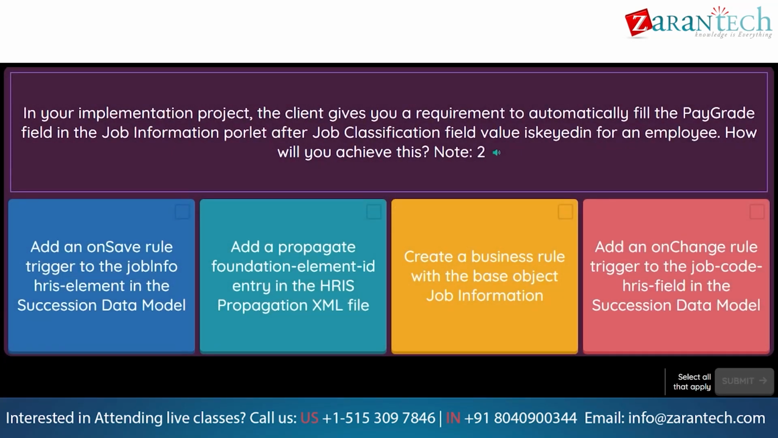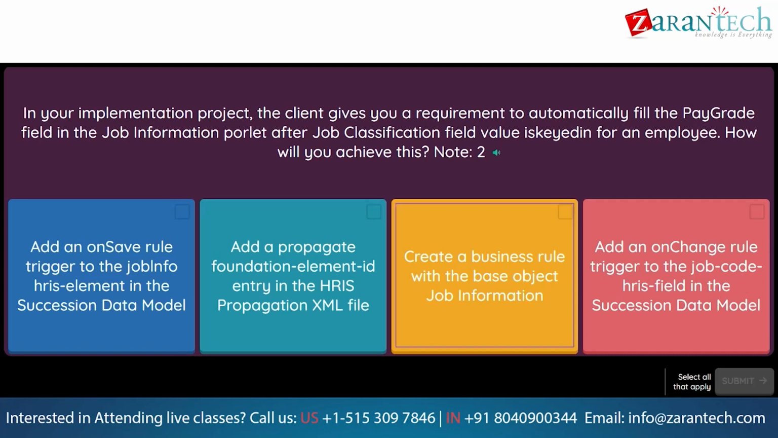Question: in your implementation project, the client gives you a requirement to automatically fill the pay grade field in the job information portlet after the job classification field value is keyed for an employee. How will you achieve this? Option 1: add an on-save rule trigger to the job info element in the succession data model. Option 2: add a propagate foundation element ID entry in the HRIS propagation XML file. Option 3: create a business rule with the base object job information. Option 4: add an on-change rule trigger to the job code field in the succession data model.